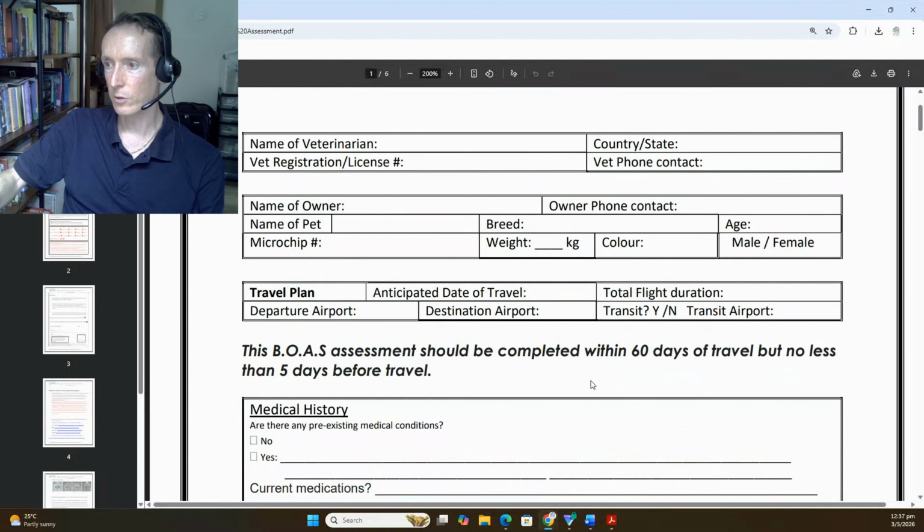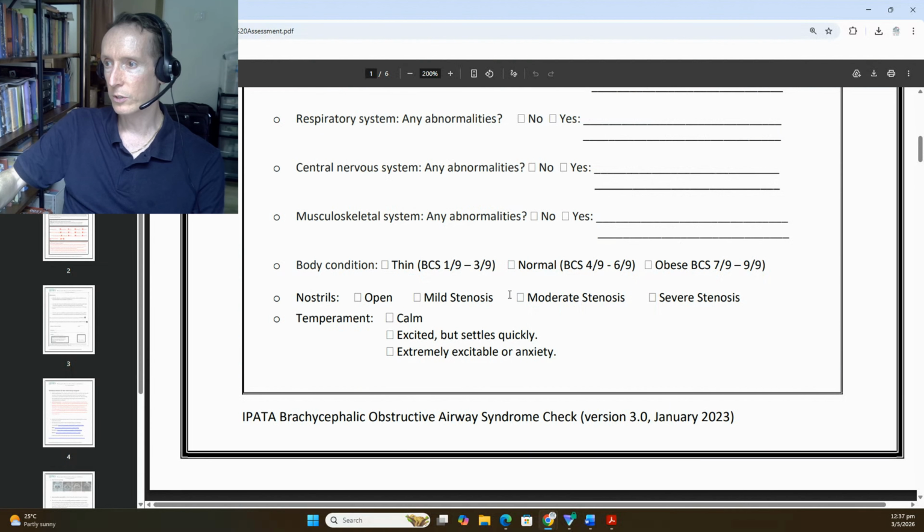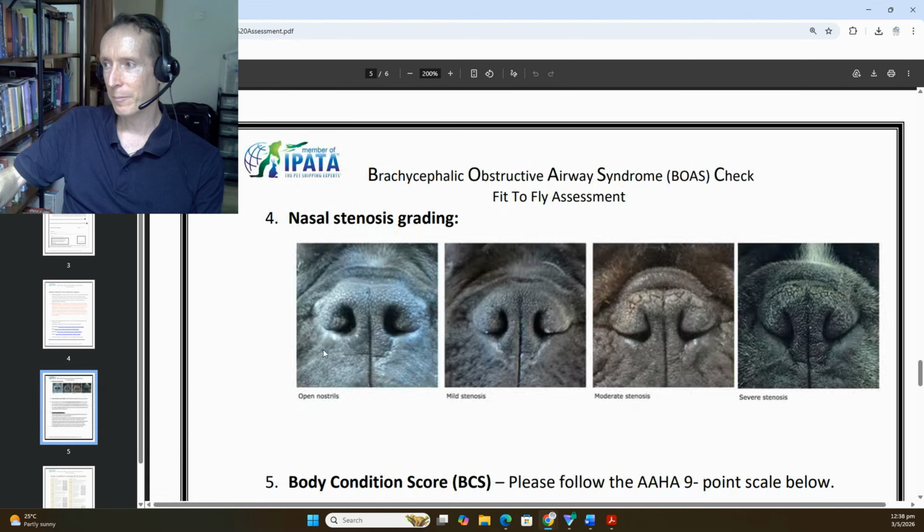Okay, so you're given a scale for your body condition, and then you're also given a scale for nostrils. There's a grading from 1 to 4. Open nostrils, grade 1, would be like a Labrador, or perhaps a large breed like a German Shepherd, or a mongrel, like a village dog.